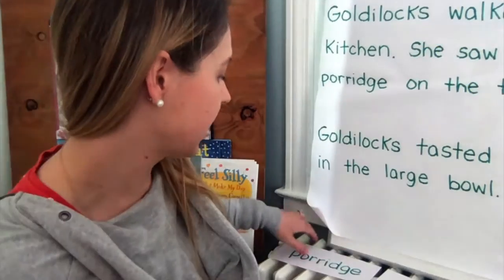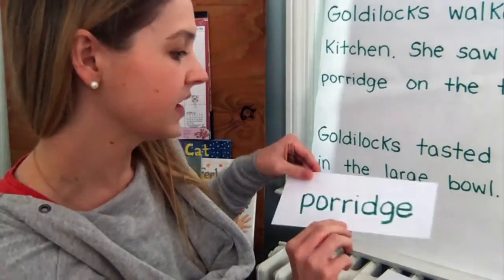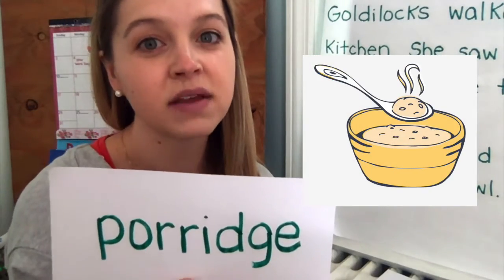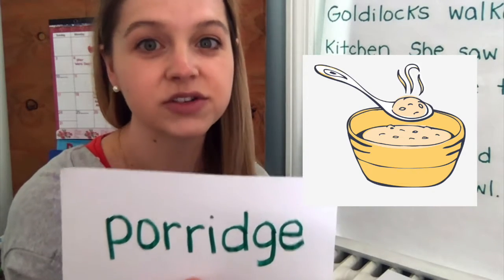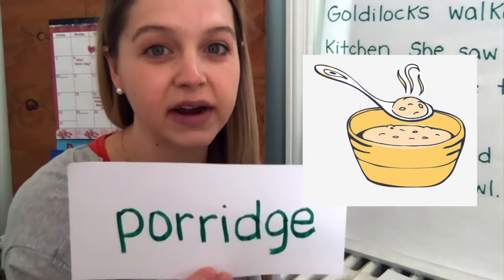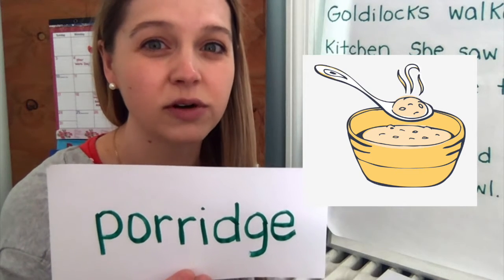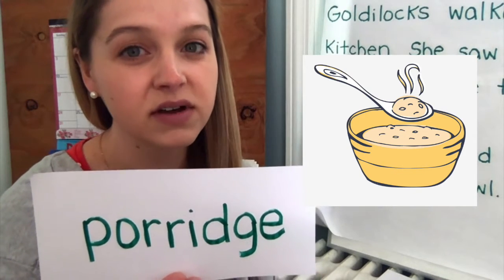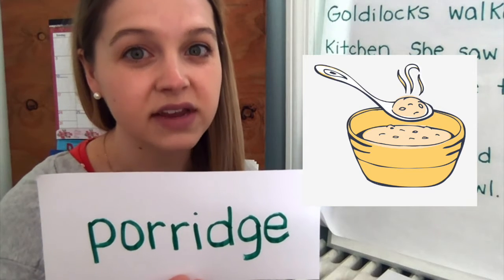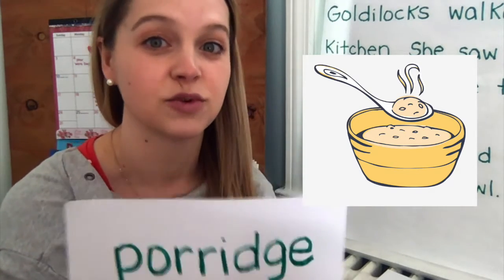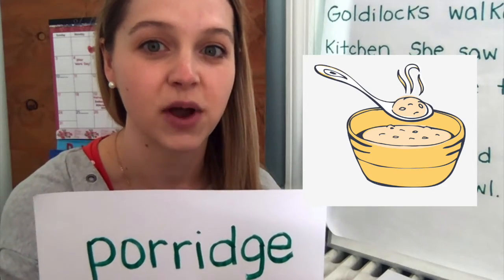The second vocabulary word is something that you may have heard before, but this can also be a little bit tricky. This word is porridge. Say it with me. Porridge. Porridge is kind of like oatmeal. It's a warm cereal that's mixed with milk. And in this story, the bears have porridge at their house. So today we're going to find this word porridge in our reading as well.